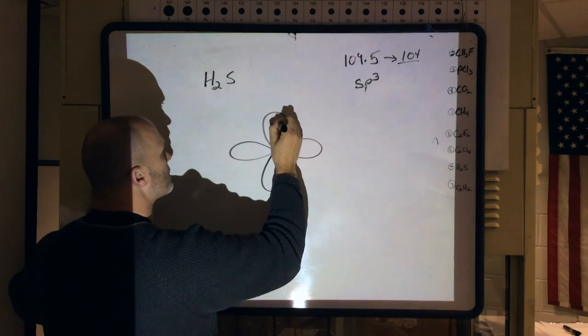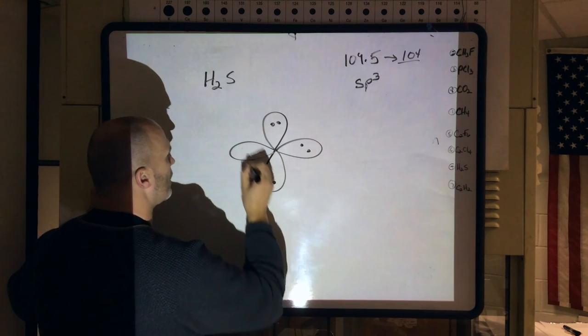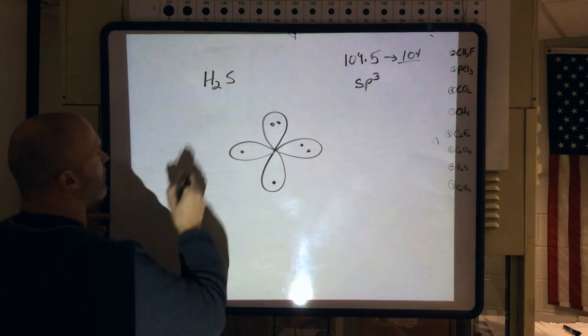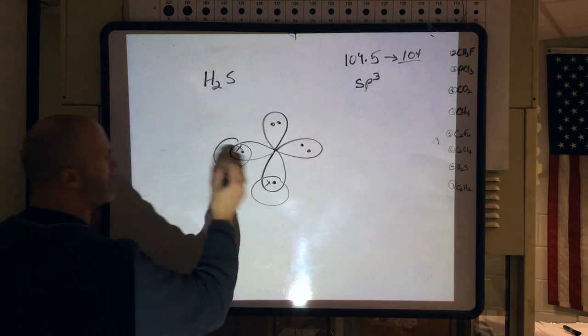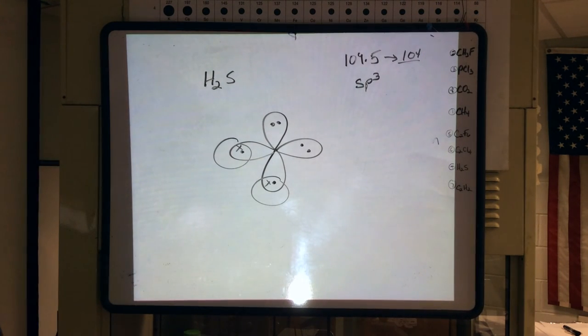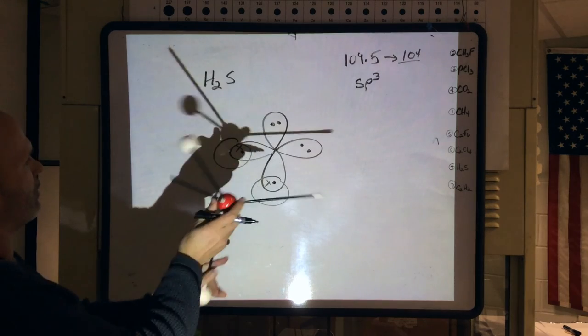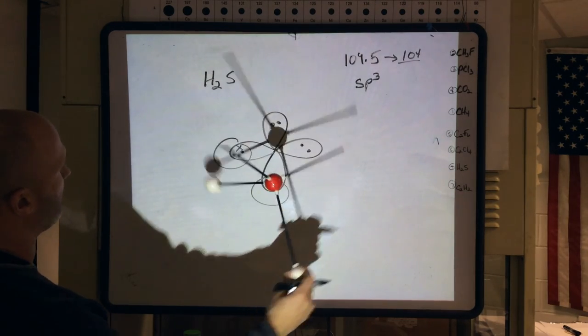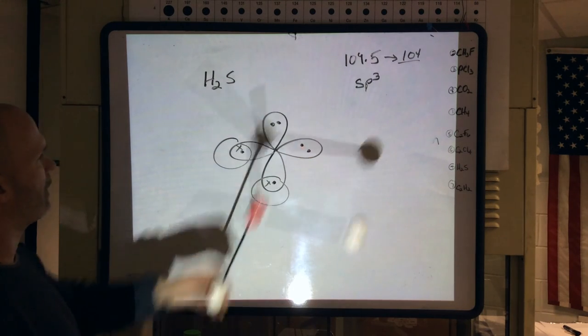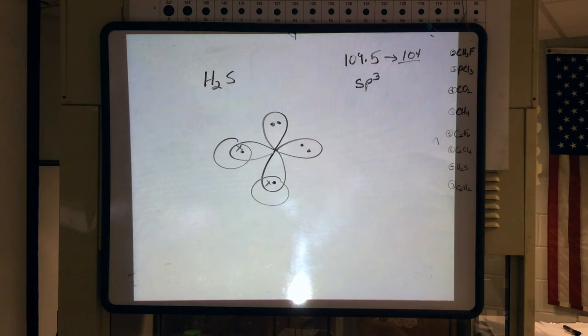We have 2 lone pairs, 1 here, and now we have the S which is terminal. Now it looks like it may be 90 degrees, but that's because I'm drawing it that way. Okay, 2 lone pairs. I'm drawing it like that, but it's not flat, it's really 3-dimensional. So that's it right there.